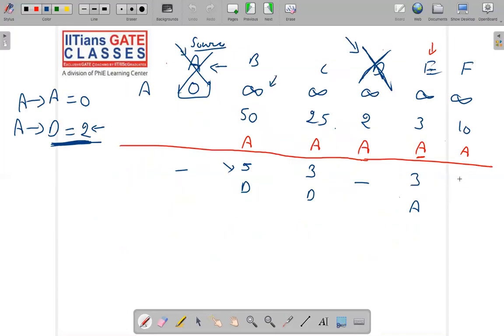So we have a better path via D, which is 3. So we'll write D here, because if we are going via D, it's taking only 3 units. If we are going directly from A to F, it's taking 10.